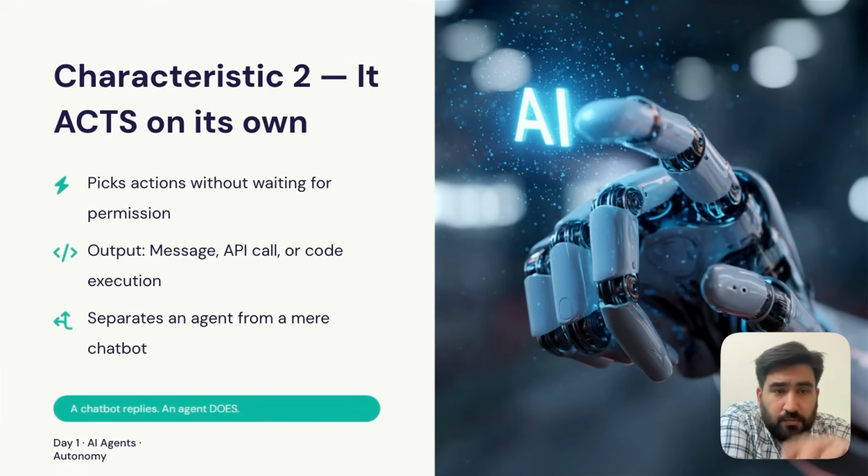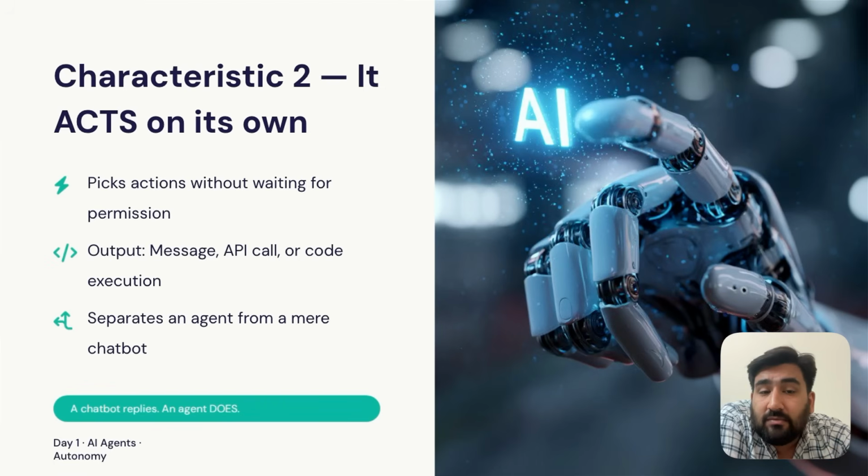Characteristic number two, it acts on its own. This is the big thing. In fact, the most powerful thing. This is where chatbots and real agents truly diverge. And this is the line that people miss mostly, okay? See, a chatbot replies, an agent does.